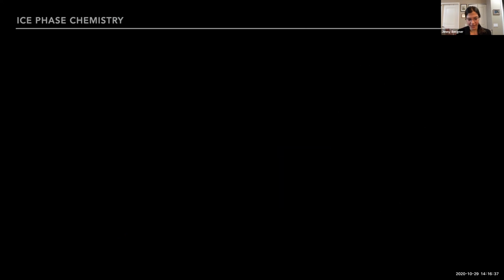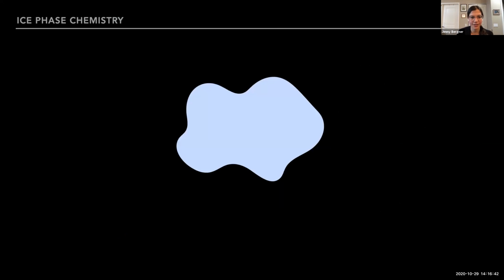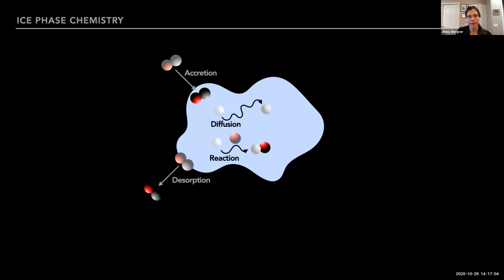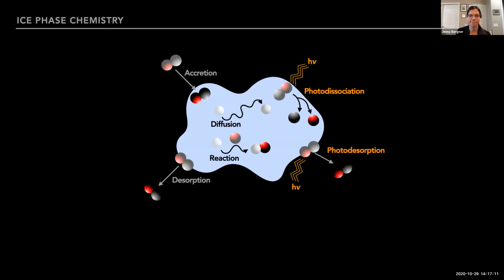Okay, so let's take a minute to think about what the chemistry of these icy volatiles actually looks like. So here's just a little cartoon of an ice mantle, and there's a number of different processes that we have to consider that regulate the chemistry. Accretion onto the dust grain and desorption off of the dust grain are basically going to set the molecules that are available for reaction. We also have the ability for molecules to diffuse within the ice mantle and also to find reaction partners and react to form new molecules.